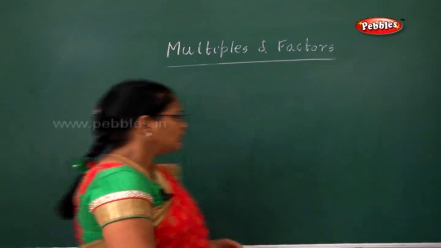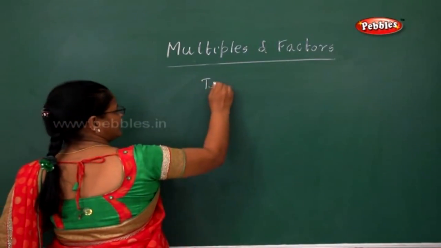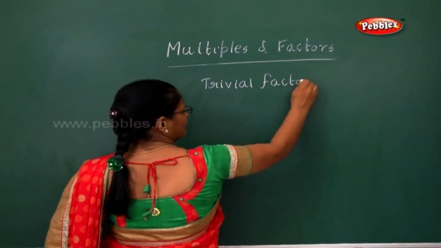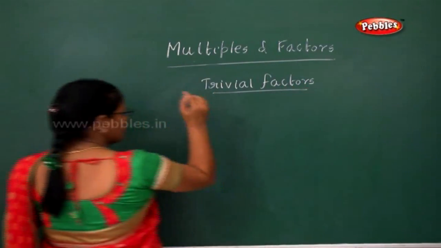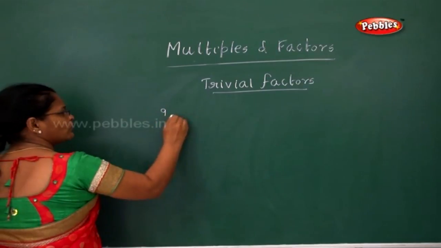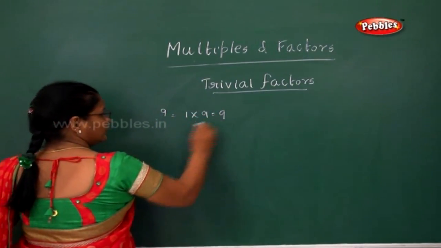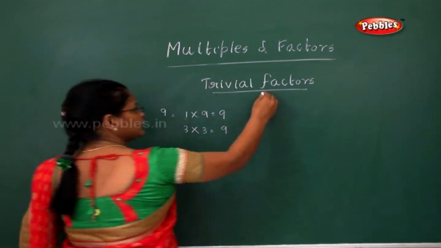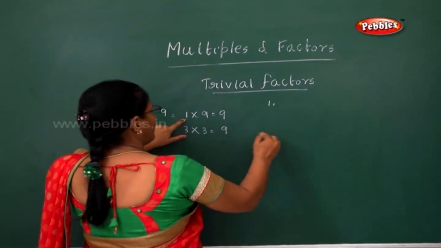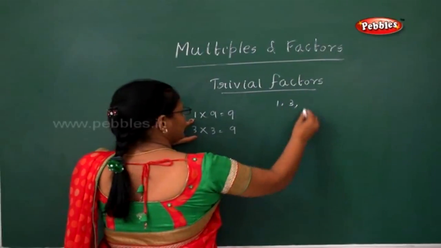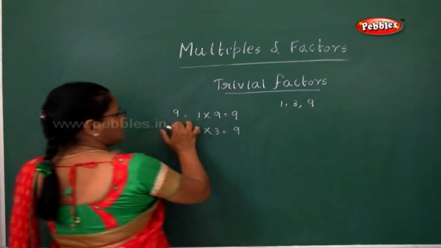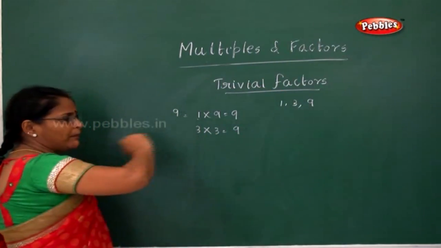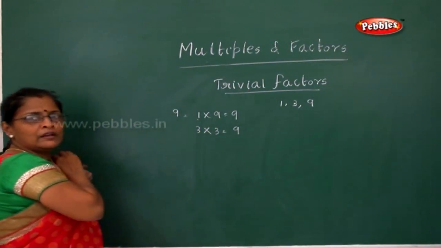See the next one, I'll just tell you a small thing. There is one thing, trivial factors. It is nothing to worry about. Already I taught you the factors of 9: 1 9 is 9, 3 3s are 9. The number 1 itself is a factor, and the number itself is also a factor: 1, 3 and 9. So the number 1 and the number itself are called the trivial factors.